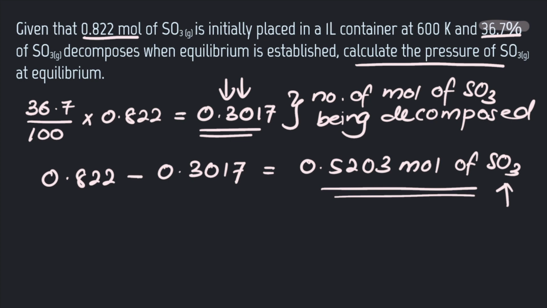You can use the ideal gas law, PV equivalent to nRT, to find the pressure, because in the question you were given that this SO3 is kept in a 1 liter container. So you get your value for the volume, and the temperature is constant at 600 Kelvin. You already know your temperature, you already know your number of mole, and R is the gas constant. You just have to plug in the values and you will get the pressure at equilibrium.